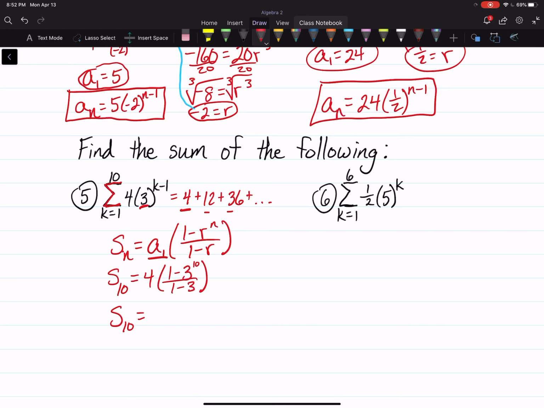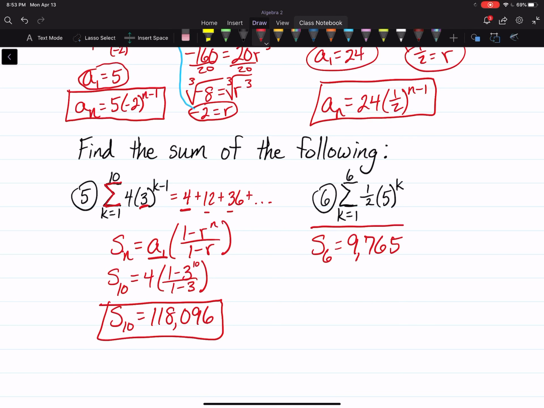And if you put all of that in your calculator, you should get 118,196. Again, we have number 6 here. I'm going to leave it for you to try, but just so you know, you should get S sub 6 equals 9,765. And like I said, I'll leave that one there for you to try to do on your own.